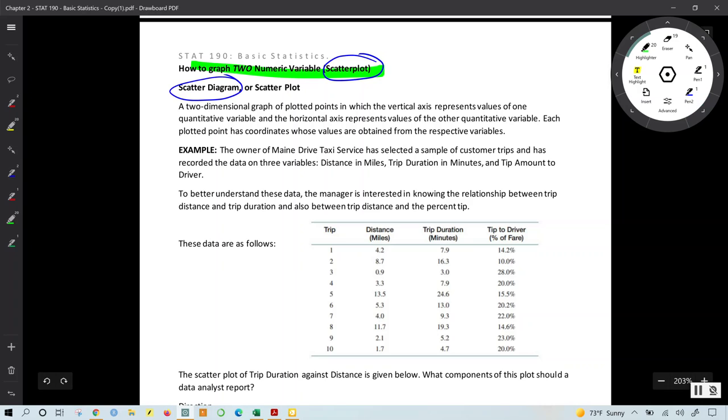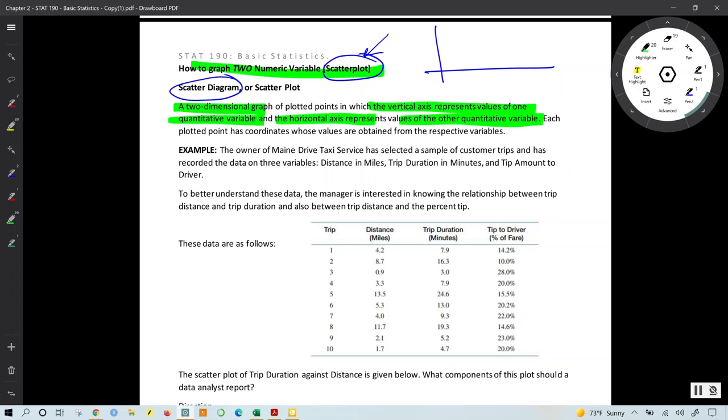It is a two-dimensional graph, which means it has one dimension, the x-axis, and the other dimension, the y-axis, of plotted points, and which represents values of one quantitative variable, and the horizontal axis, which also represents values of the other quantitative variable. Our goal when we draw a scatter plot is to see if there is some independence between the two quantitative variables or a dependence.